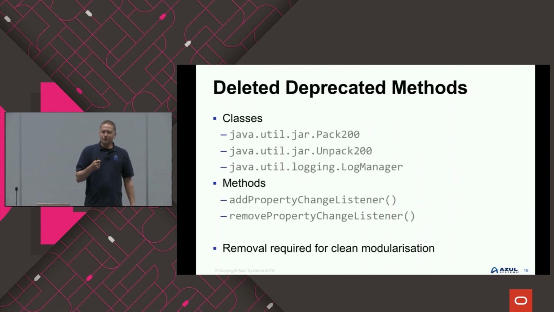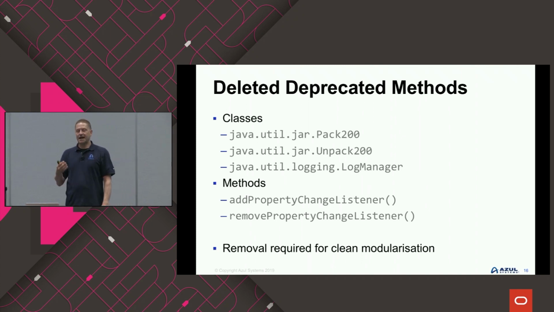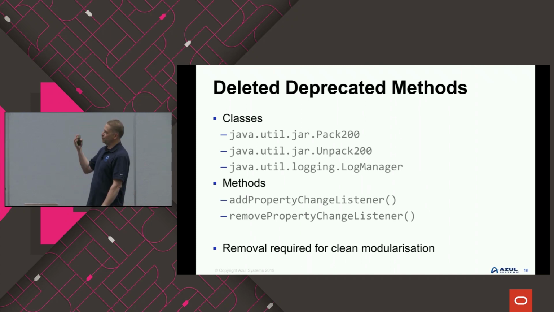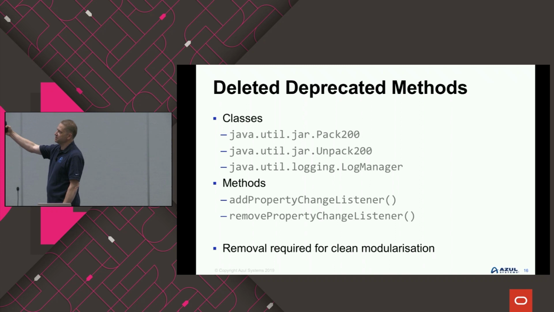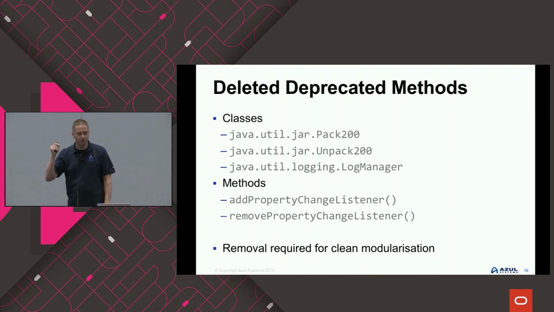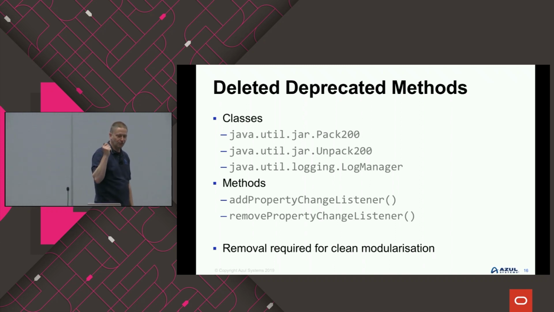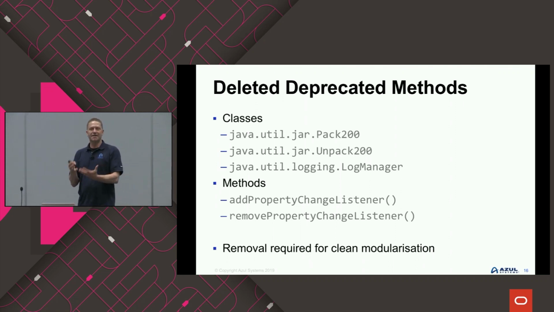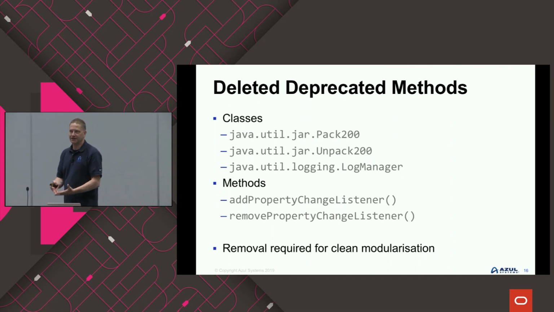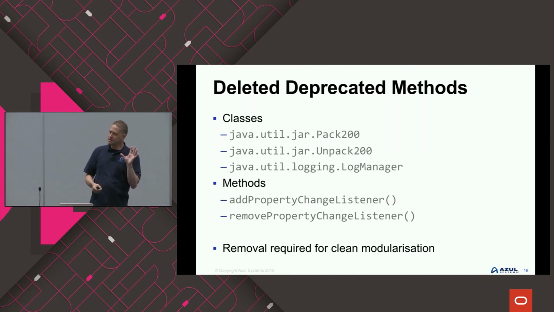They finally removed some methods that had been deprecated. There were 3 classes, each of which had 2 methods, add property change listener and remove property change listener. And so a total of 6 methods were removed from JDK 9's rt.jar. And you think to yourself, okay, that's a pretty easy start to removing things.